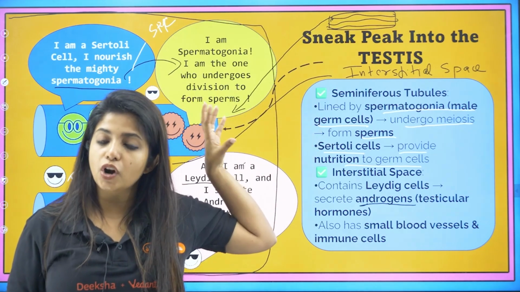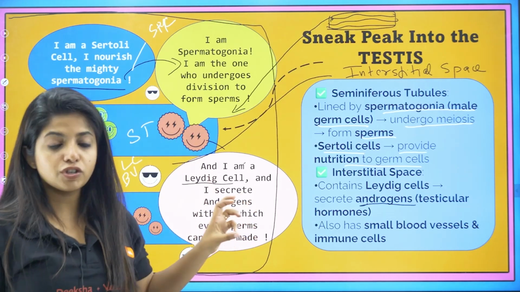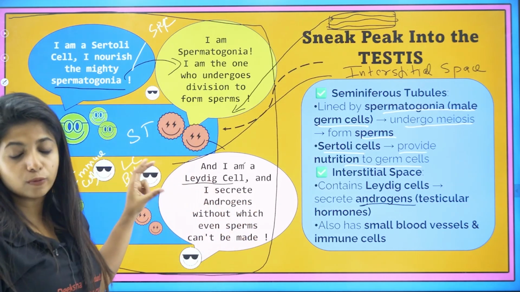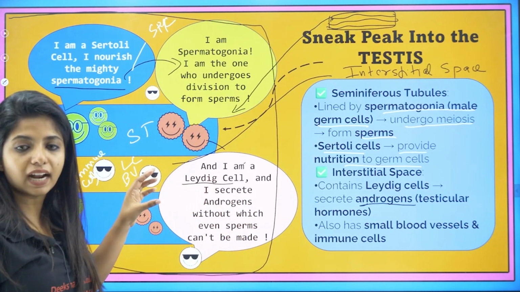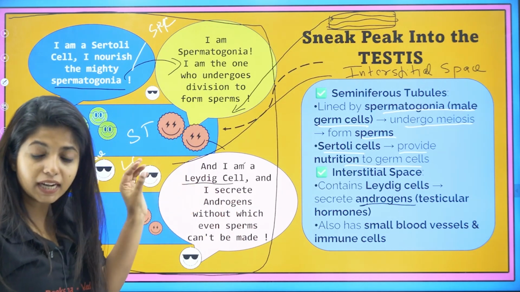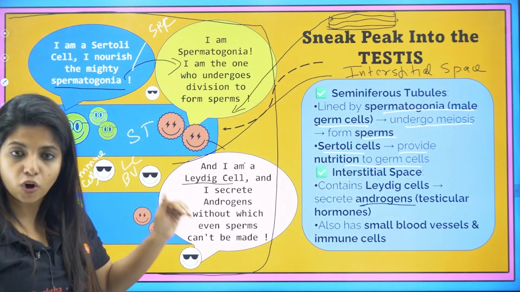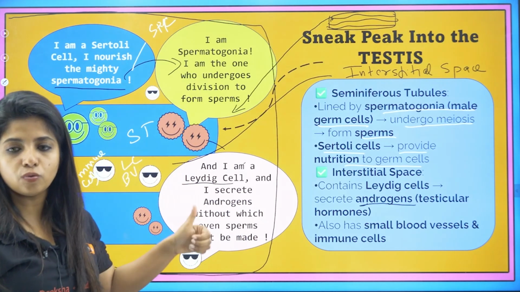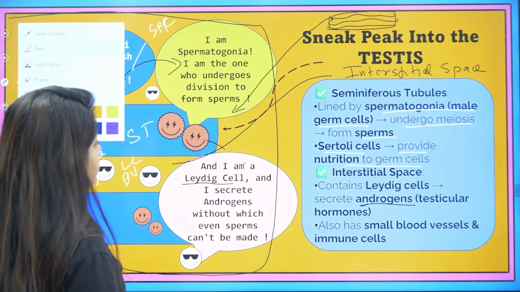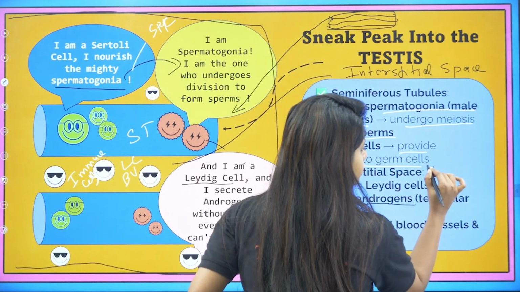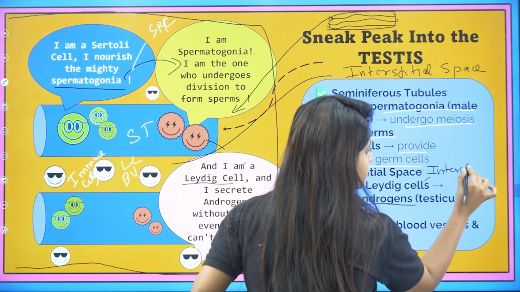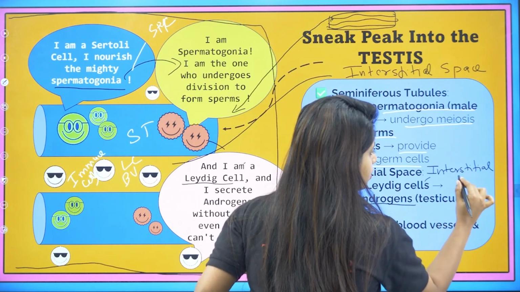But all of this is not possible without another guy which is there between the seminiferous tubules in the interstitial space, and that is the Leydig cell. Leydig cell is the one that produces the male sex hormones. It is also known as the interstitial cell.